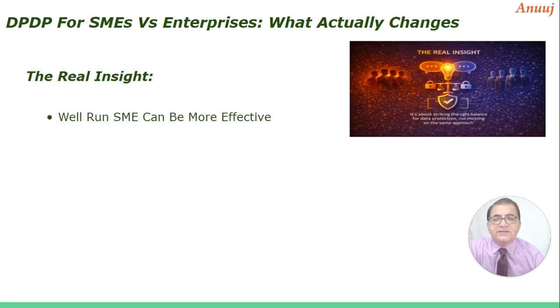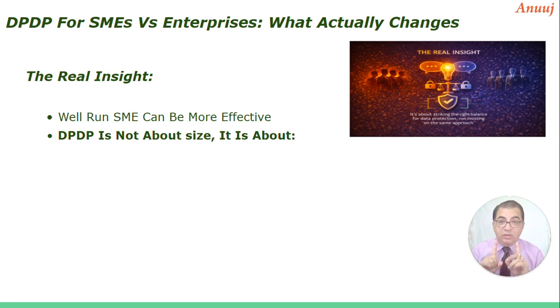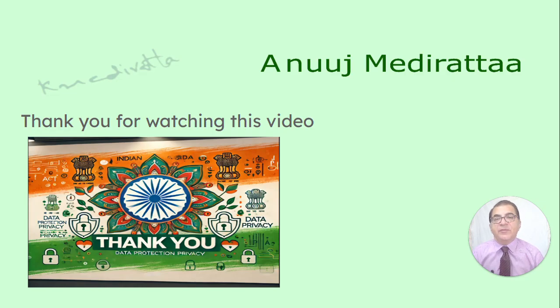Whereas the real fact is, a well run SME can always be more effective in deploying these solutions, practices, not softwares, because DPDP is not about size, it's about clarity, ownership, and discipline that you can maintain, and a lean structure can do that better. So that's about what changes when you move from an SME to an enterprise with respect to DPDP implementation.